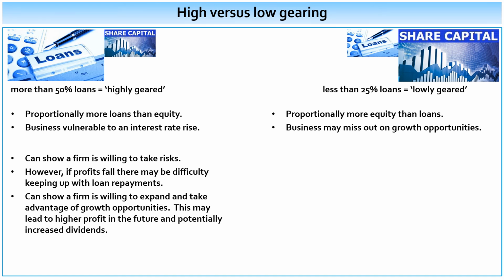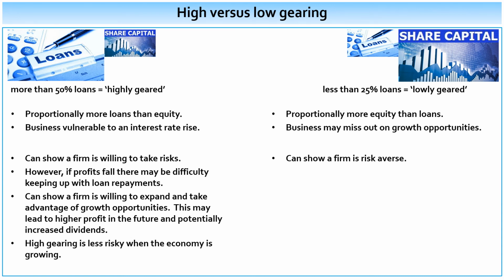A highly geared firm can show that it's a firm that's willing to expand and take advantage of growth opportunities, which may lead to higher profits in the future and potentially increased dividends. High gearing is less risky when the economy is growing, but if there's a recession, a highly geared firm could be very risky, because if their revenues decline, their profits decline, they might be unable to pay back their loans and run the risk of going insolvent or face liquidity issues.